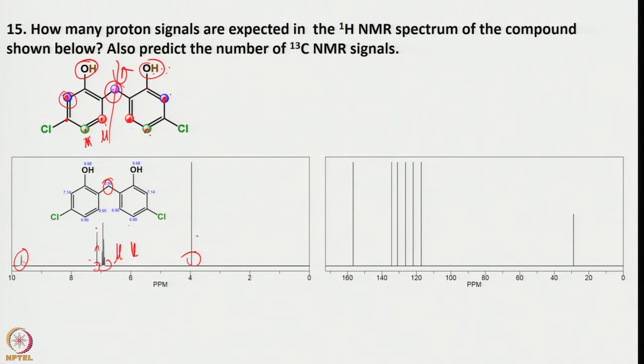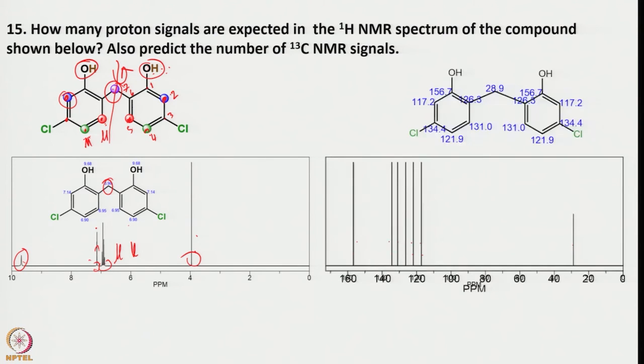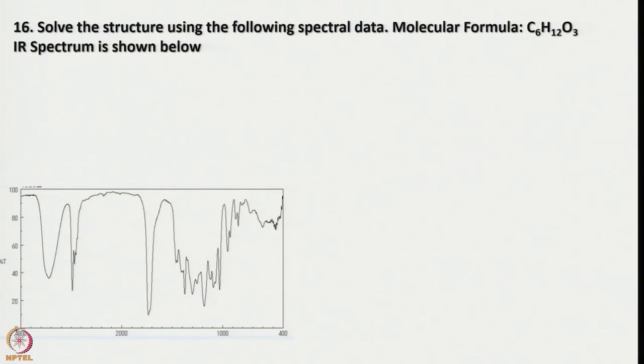And then if you look into 13C, you can see 1, 2, 3, 4, 5, 6, 7 signals are there. What are those 7? The rest are identical, mirror image. So that means 7 signals are there, and you are seeing here 1, 2, 3, 4, 5, 6, 7. All these are clearly identified. Interpretation is done here. It's pretty simple, right? Let's look into one more example here.